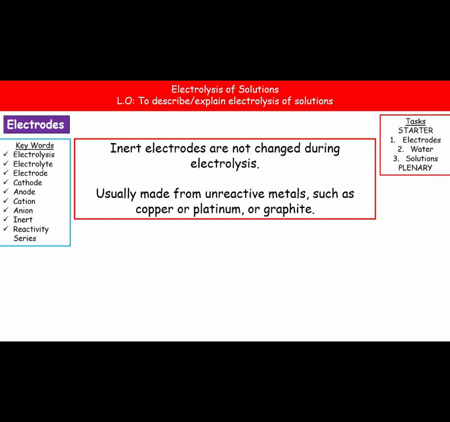Now, in order to make these inert electrodes, we have a choice of things that we can use here that are quite unreactive. We could use metals like copper or platinum because they're both unreactive metals, or we could use the substance graphite. So make sure you've got those points written down. I'll just give you another 10 seconds in case you haven't.